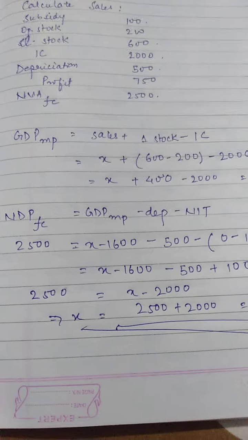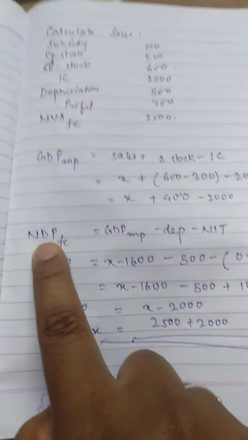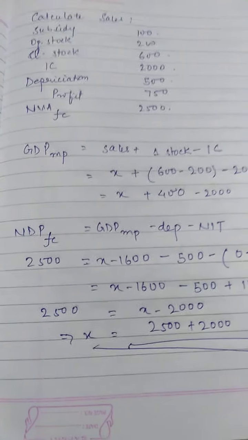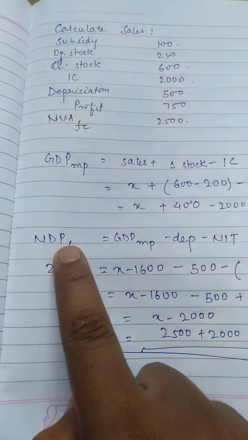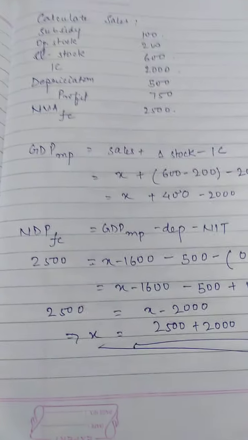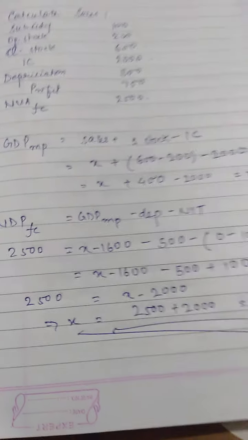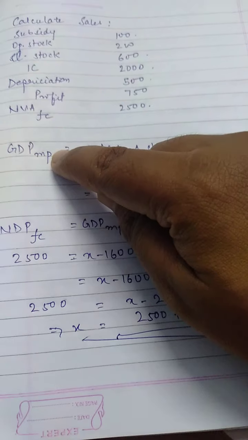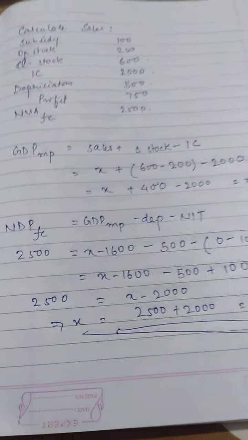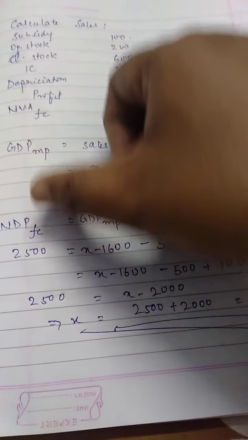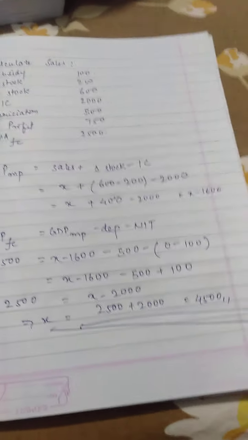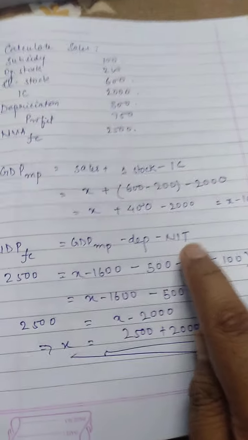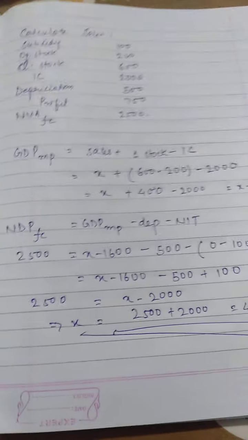Second word you see domestic, and over here also it is given as domestic, so we don't need to convert anything. Third one is product. In GDP you see over here it is product, in NDP also it is over here product. So since both the words are same, we don't need to convert anything. But in GDP the word is market price, and in NDP it is factor cost, so we need to convert MP into factor cost. And you know that market price minus net indirect tax is equal to factor cost.